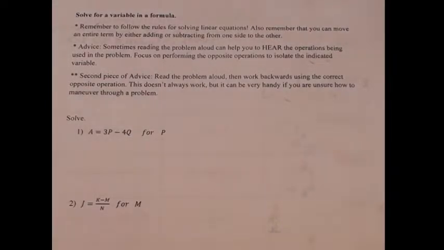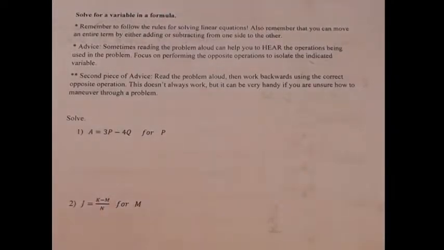For problem number 1, we have A is equal to 3 times P minus 4 times Q. A bunch of things are happening here. First thing, we have 1, 2, 3 terms. The second thing we notice is that when I read this aloud, you heard times, so multiplication, which means eventually we'll have to divide. And you also heard minus, which means the opposite operation is going to be addition.